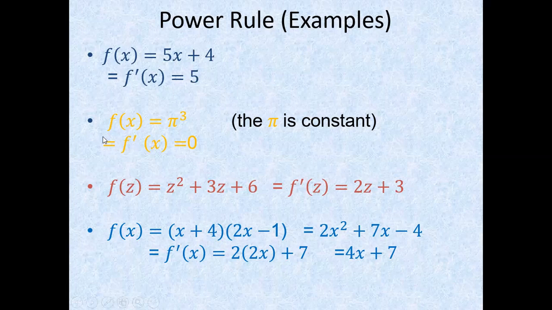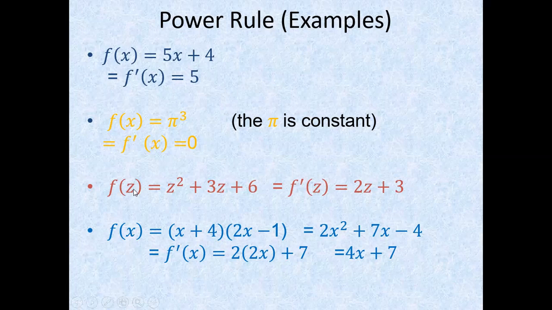What about f of x equals pi cubed? We know that pi is a constant. So for any constant, whether it has a power or not, the derivative of that constant will be 0. f prime of x equals 0.